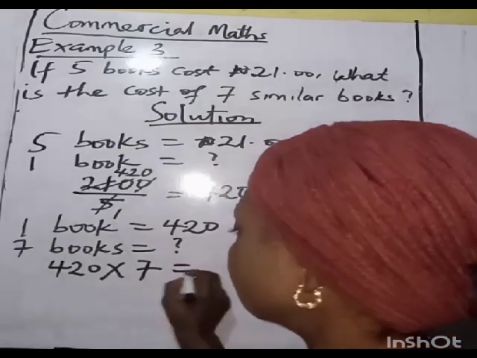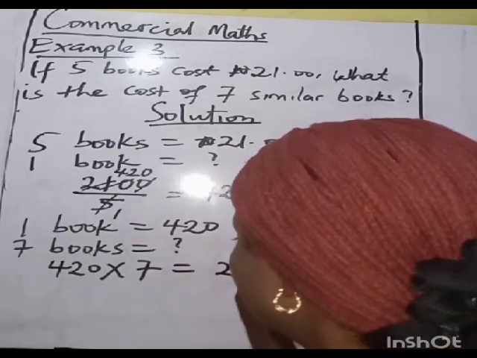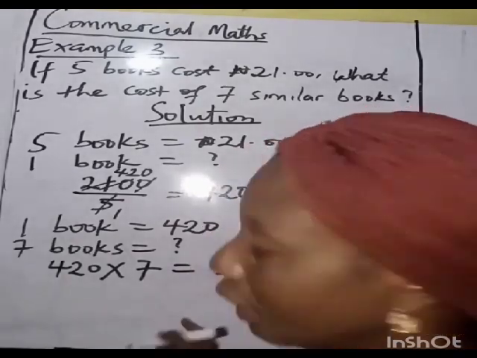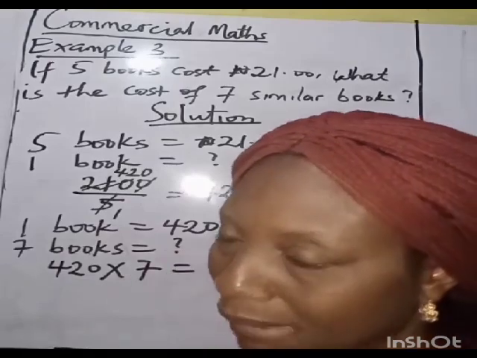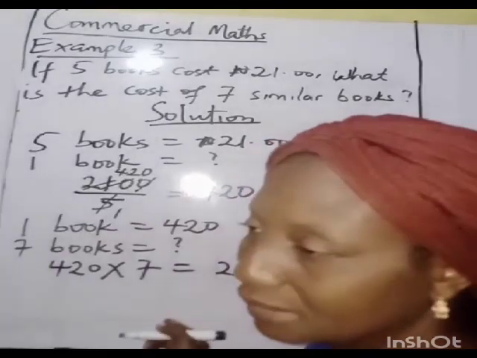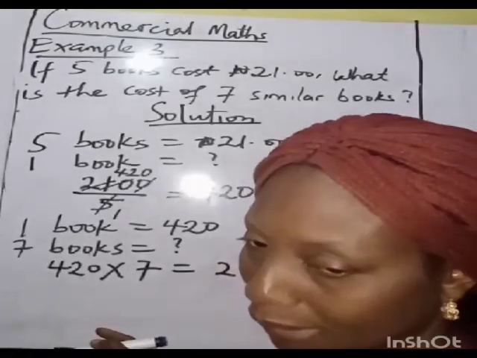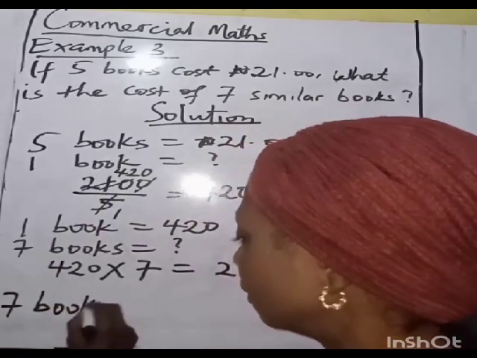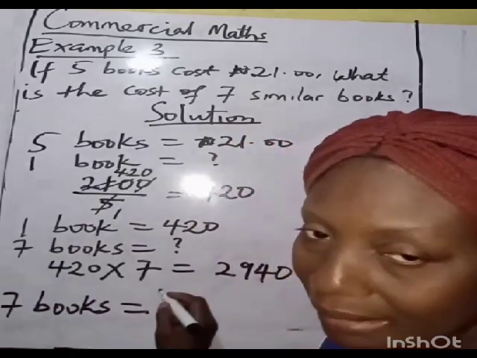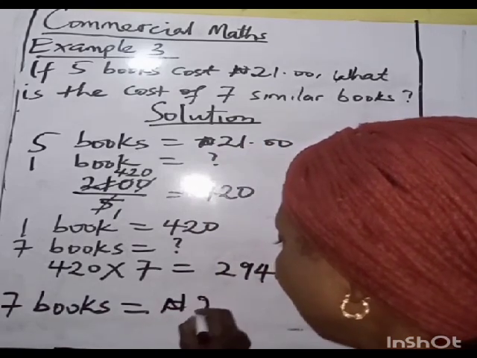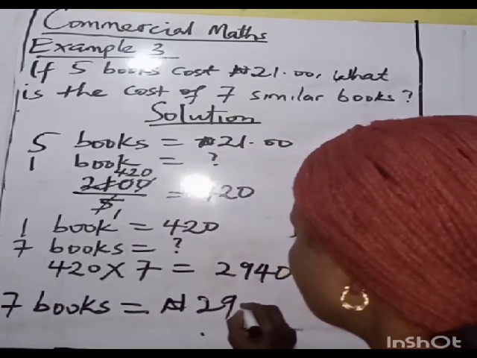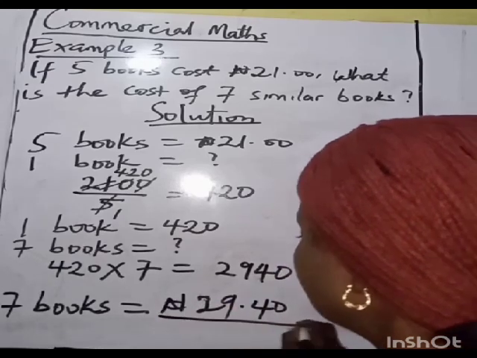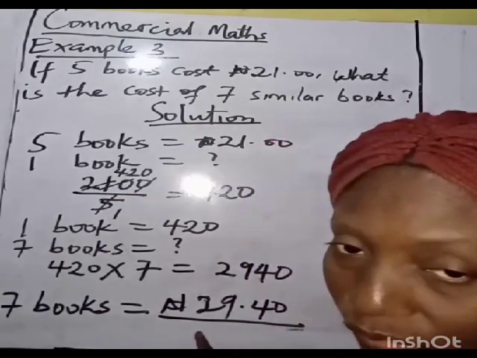And that will give us 2,940. 2,940 kobo. Now we change it back to naira. How do we change it back to naira? 2,940 kobo divided by 100 kobo. When you divide it by 100 kobo, 7 books now gives us 29 naira 40 kobo. 29 naira 40 kobo. That is the cost of 7 books.